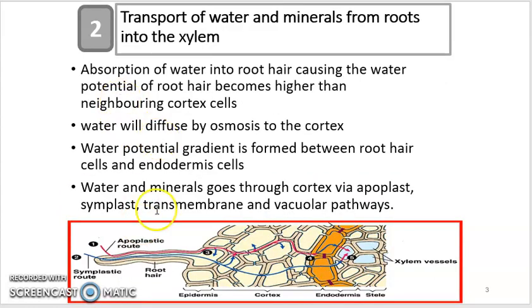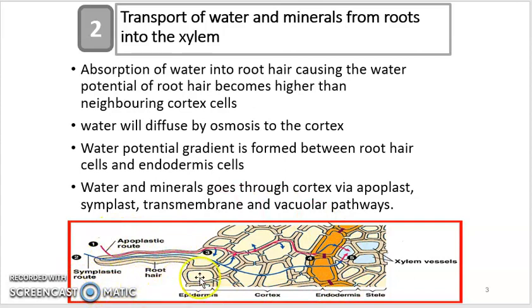And then absorption of water into root hair causes the water potential of root hair to become higher than neighboring cortex cell. Maksudnya dekat sini, bila saja water from soil has entered the root hair by osmosis, the water potential in the root hair is higher compared to the neighboring cortex cell. So what happens? Water will diffuse by osmosis to the cortex. Apa yang awak kena tahu adalah, this is the structure.